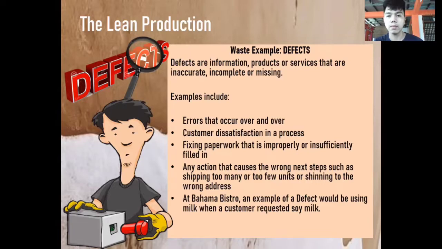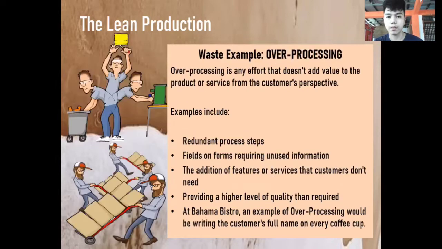Yung defects, pag mali yung mga nagagawa, puro mali. Next example, overprocessing. Overprocessing is any effort that doesn't add value to the product or service from the customer's perspective. Examples are redundant process steps, fields on forms requiring unused information, the addition of features or services that customers don't need, and providing a higher level of quality than required. At Bahama Bistro, an example of overprocessing would be writing the customer's full name on every coffee cup.